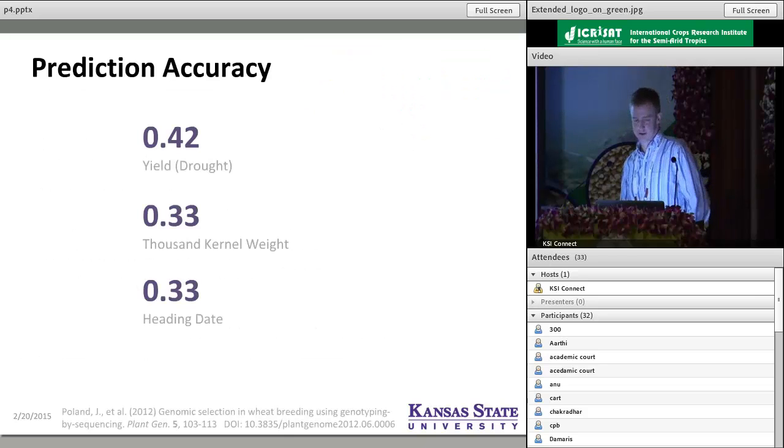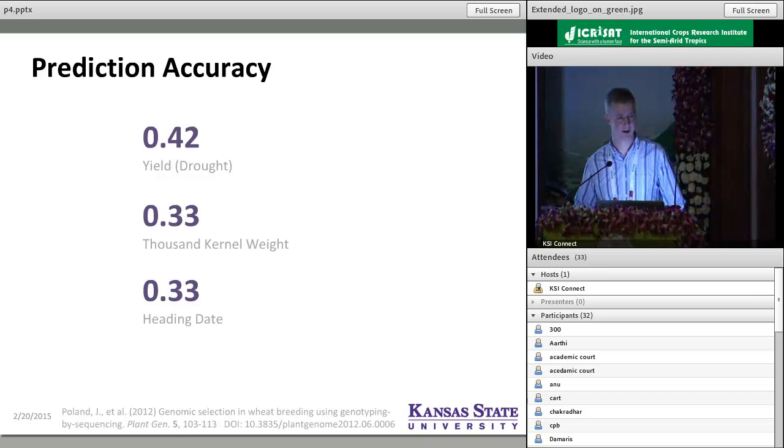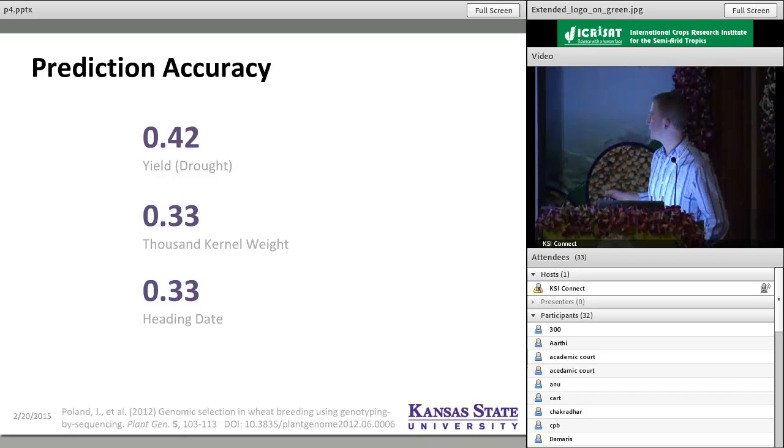So just to summarize on that, and this just comes from an example of the paper we had in 2012, we had prediction accuracy of 0.42 for yield under drought, 0.33 for 1,000 kernel weight, and 0.33 for heading date. And so these are like fair to reasonable.